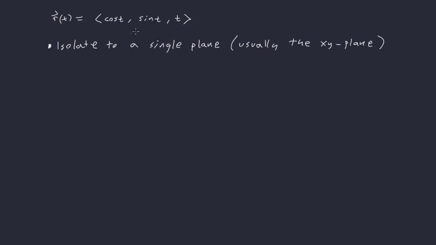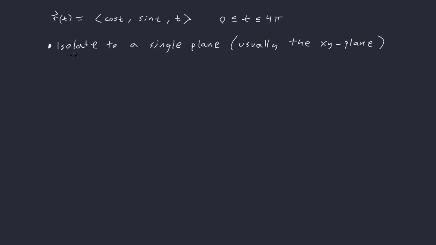So here is a 3-dimensional vector valued function, cosine t, comma sine t, comma t. And we can let t range as far as we want. I'm going to say let it go from 0 to 4 pi just to get 2 full rotations out of it. But we can extend that later if we want to see more of what's going on.